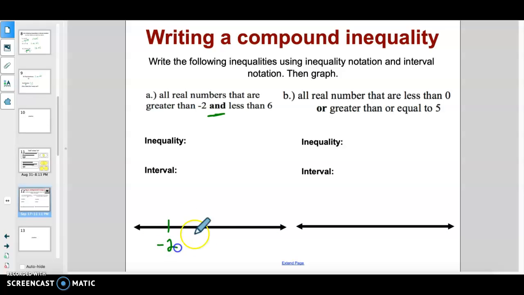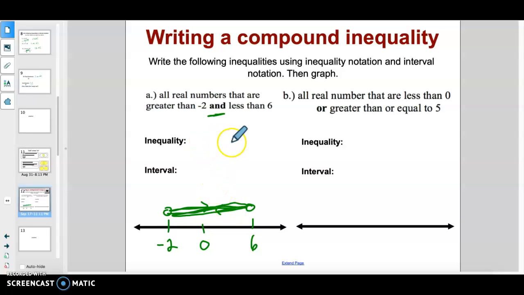If it's -2 and 6, and we've got 0 somewhere in the middle, we want all real numbers that are greater than -2, so that would be numbers going this way, and all real numbers that are less than 6, so that would be numbers that are less than 6. Because it's AND, it's what they share in common, so that would be this area in the middle of the two. This section between -2 and 6 is the part that is greater than -2 and less than 6.